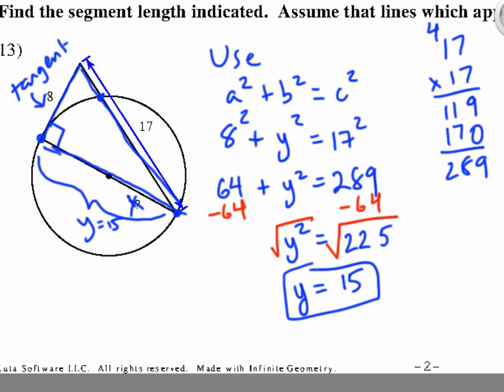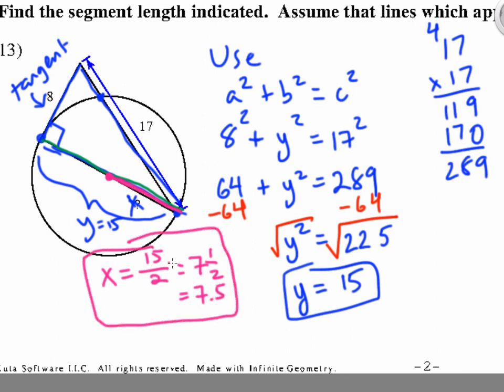But remember, we don't want this whole thing here. We want just x. Since the radius is half of this, it would just be 15 divided by 2. So x equals 15 divided by 2. Since 2 goes into 15 7 times, 7 times 2 is 14 with 1 half left over. You can write 15 over 2, you can write 7 and a half, or you can write 7.5. Any one of these is fine.